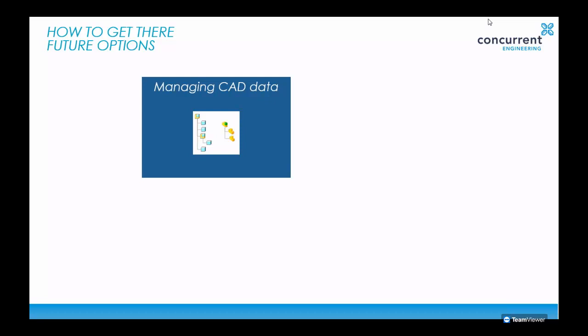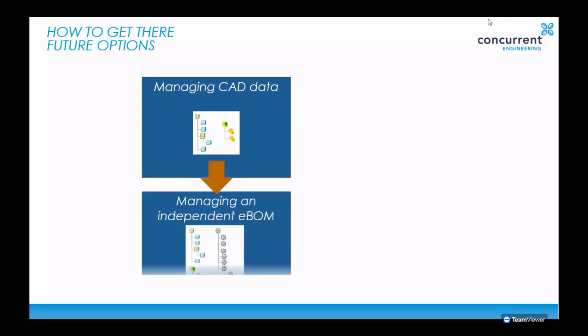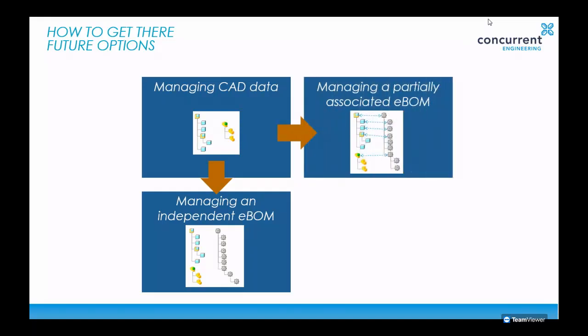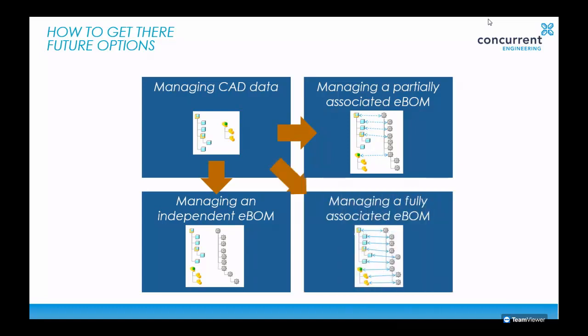So how can you get there? There are many different future options. If we take an example where within Windchill PDM Link today, you might still just be managing your CAD data. You might say, okay, I want to manage an independent engineering bill of materials. It might mimic the CAD structure, or it can be run independently to support other areas of the business and to help with adoption. There might be a partial associated EBOM, where some CAD data is associated and other data isn't. This is to help businesses build up the structure and the data model that is right-sized for your adoption.